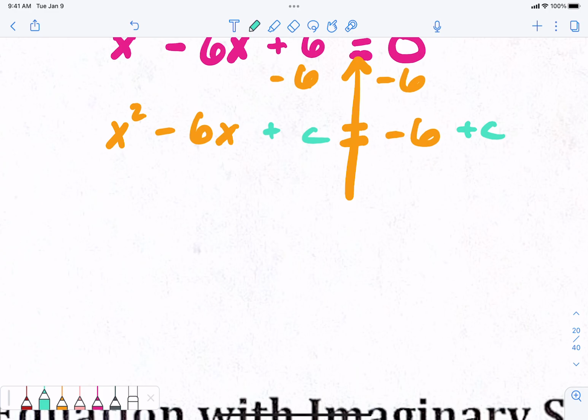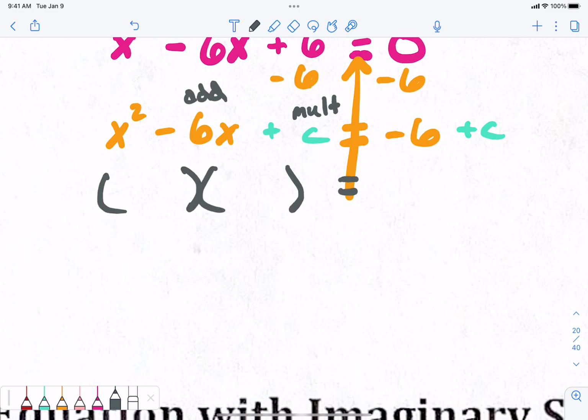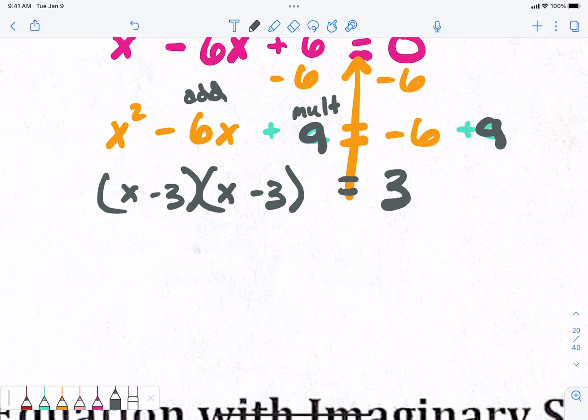Third step. What are we going to do now? I want to multiply to get c, but I want to add to get negative 6. What two numbers add together to give me negative 6? Negative 3. So x minus 3 and x minus 3, right? But I want to have the same number. So if that's the case, what will c be? Positive 9, not negative 9. Plus 9, plus 9. So the right side number, what will it be? 3. So we got lots of 3's going on here.